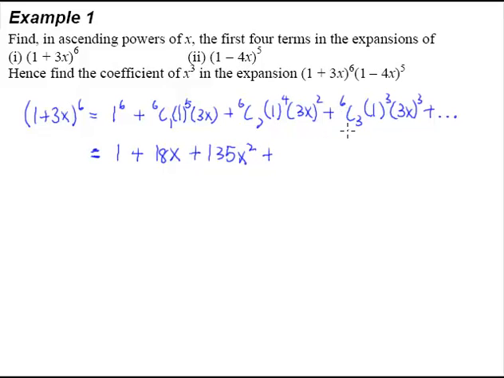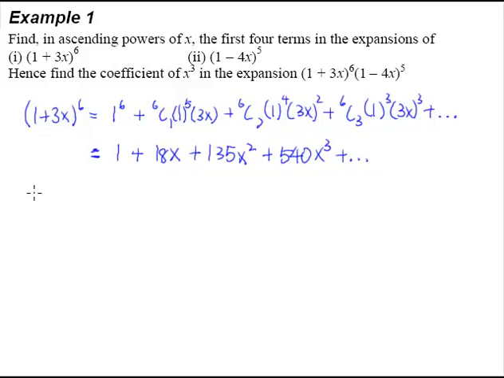So let us proceed on to the next term, 6C3. From your calculator, 6C3 is 20. And of course 3 cubed is 27, so 27 multiplied by 20 will give us 540x cubed. Of course you have a dot behind to represent that there are actually more terms behind. So this is our expansion. We have already answered the first part of the question, the first 4 terms.